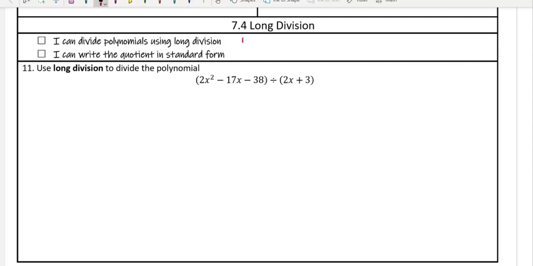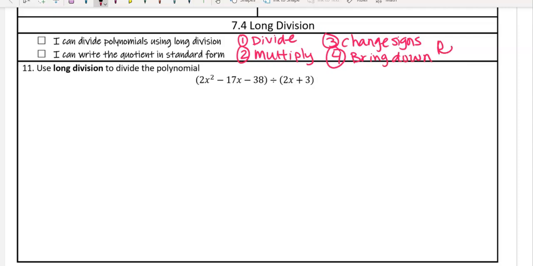So the long division steps. Step 1 is going to be to divide. Step 2, we will multiply. Step 3, we will change signs. And our last step, your favorite, bring down the next term. And then we will repeat this again.